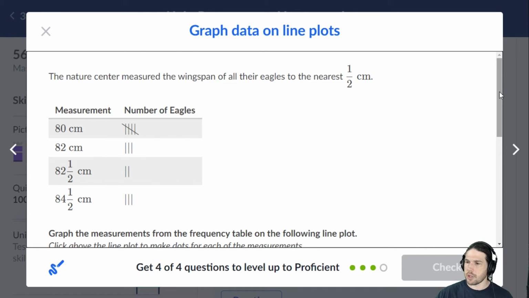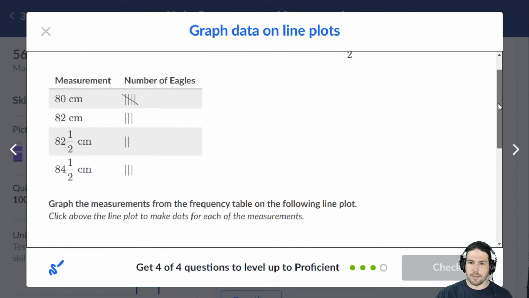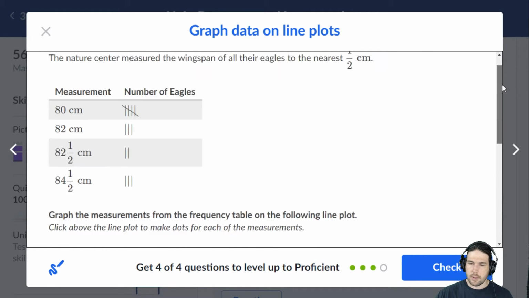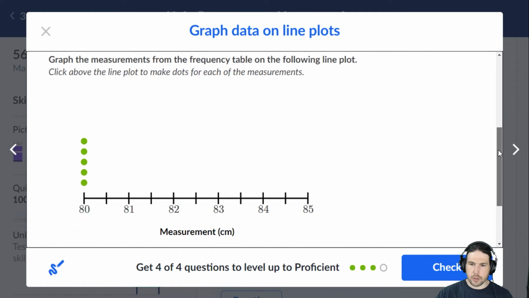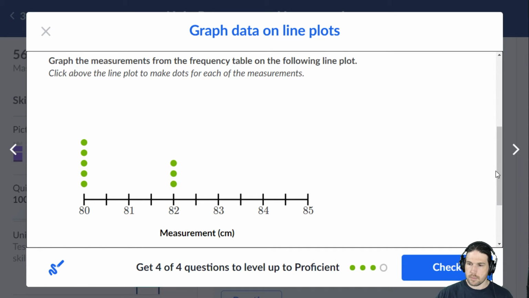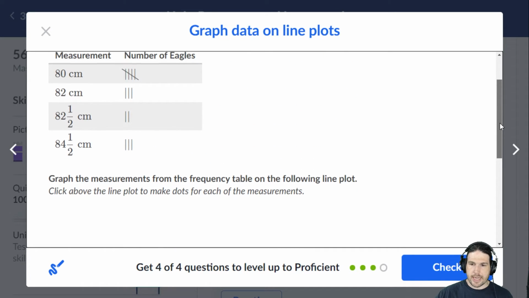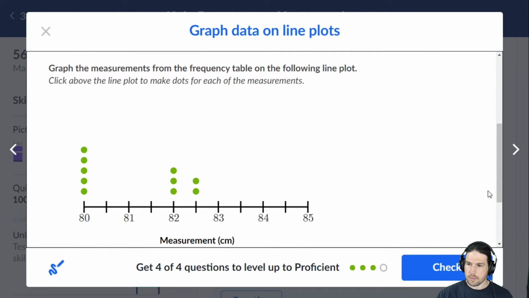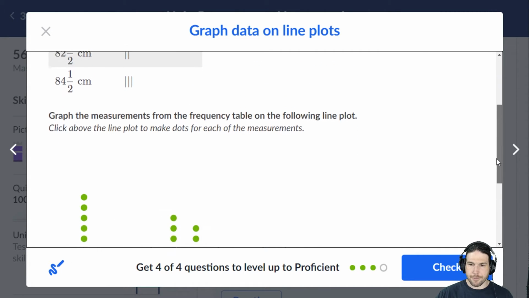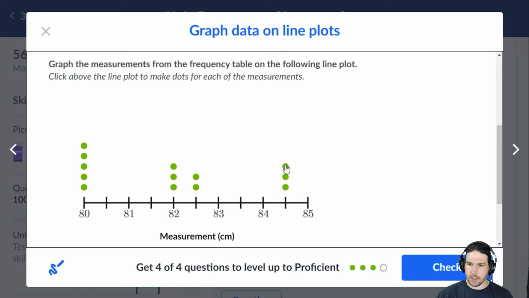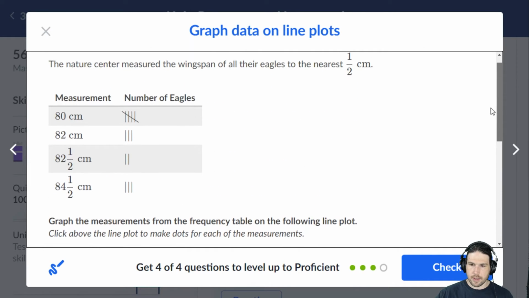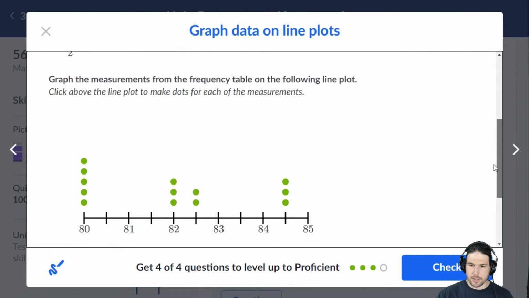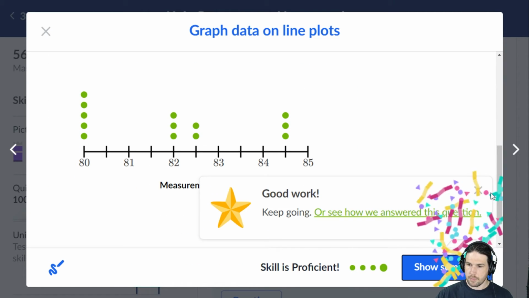Again, it looks like we're just transcribing. At 80 centimeters, there's 5. At 82, there's 3. At 82 and a half, 2. And at 84 and a half, there's 3. Get that right? 5, 1, 2, 3, 4, 5, 3, 2, and 3. Excellent.